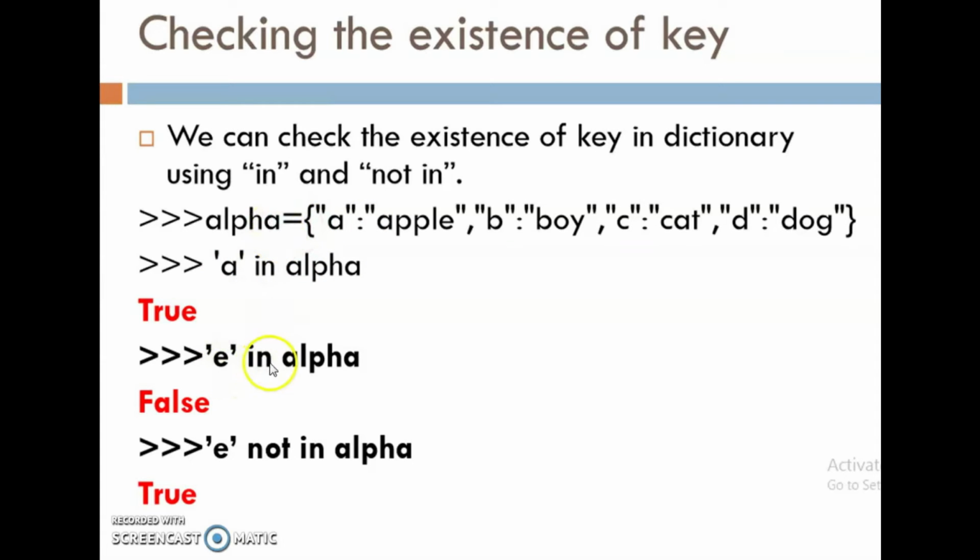Okay. E in alpha, that is false. E key is not present in this alpha dictionary. The next one, E not in alpha, that is true because E is not present in this dictionary alpha. Okay. In this way we can check the existence of key.